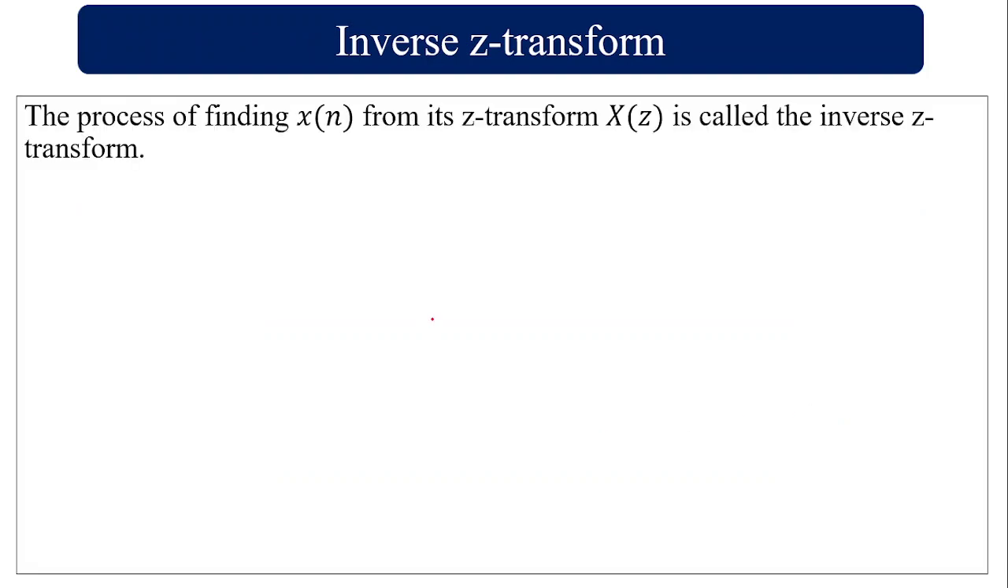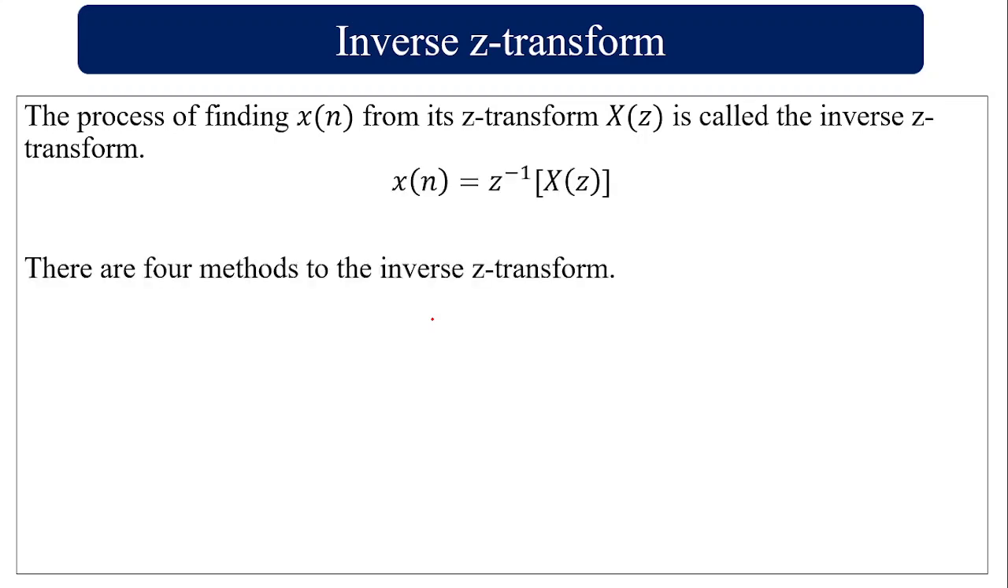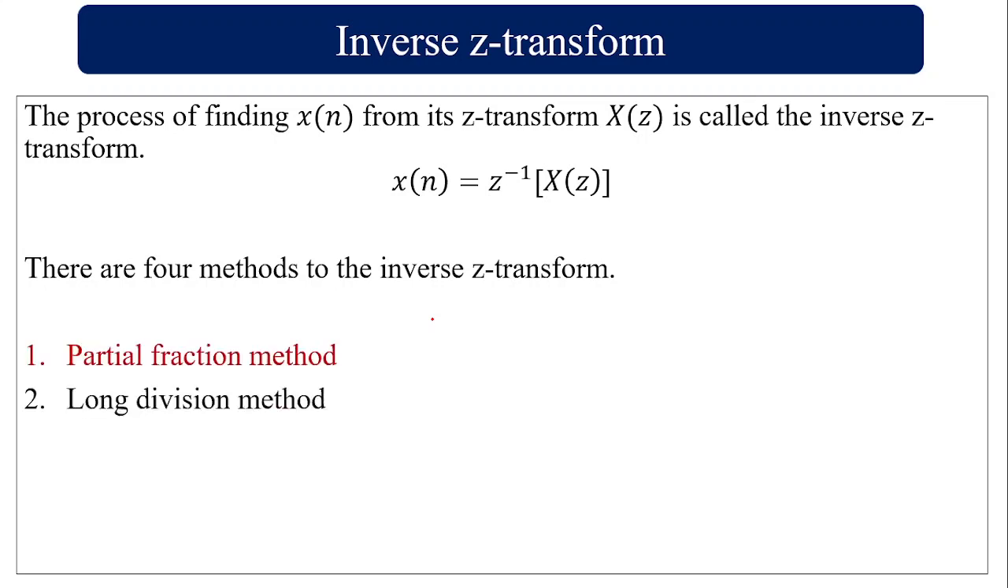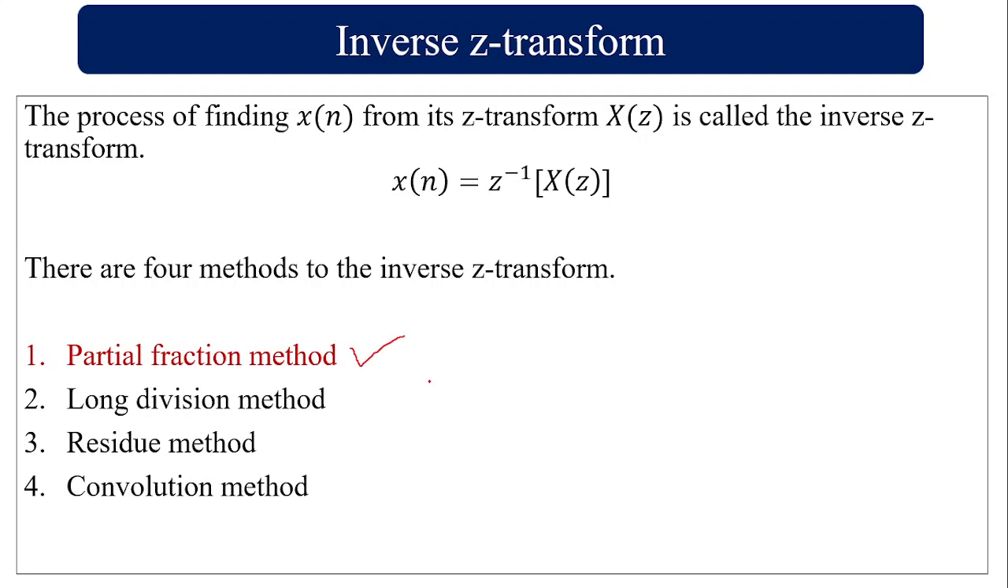Inverse Z transform means the process of finding x of n from its Z transform x of z. There are four methods to find inverse Z transform. Number one, partial fraction method. Number two, long division method. Number three, residue method. And number four, convolution method. So today we are going to see how to find the inverse Z transform using partial fraction method.